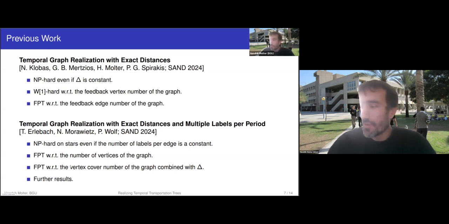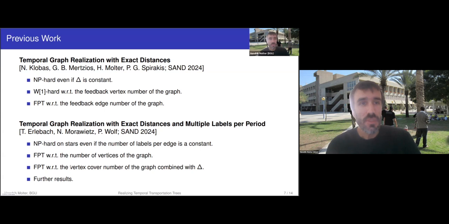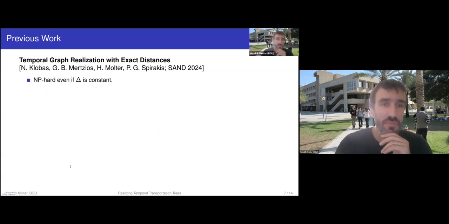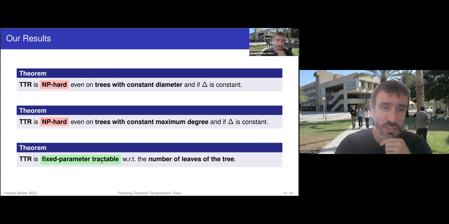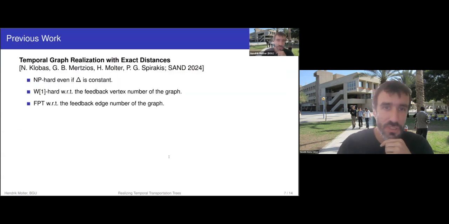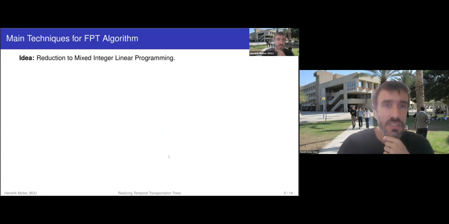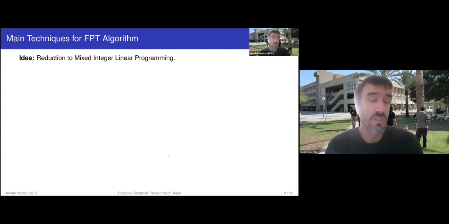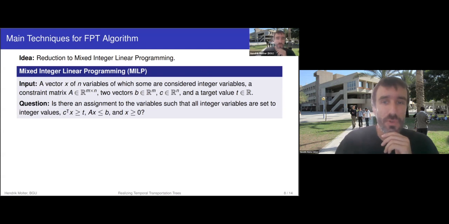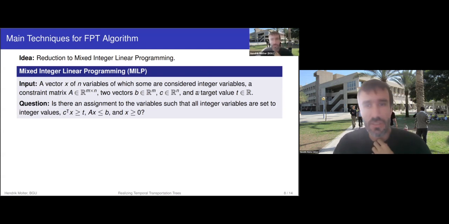And now for the remainder of the talk, I want to show you a little bit how we achieve this fixed parameter tractability result here with the number of leaves. So the general idea is that we reduce the problem to mixed integer linear programming. So I'm sure most of you know what this means, but let me briefly tell you what MILPs are.